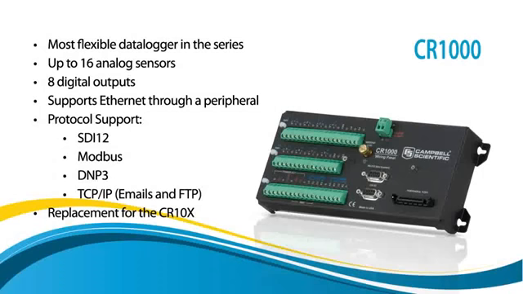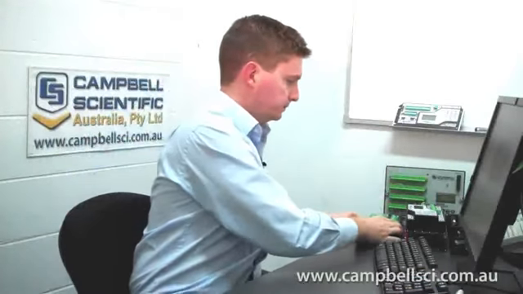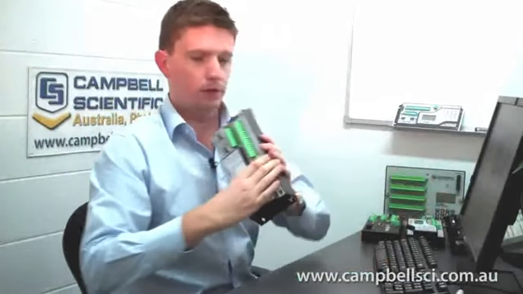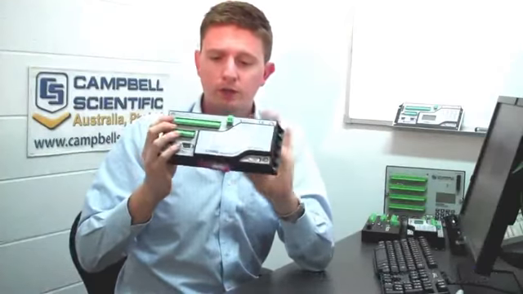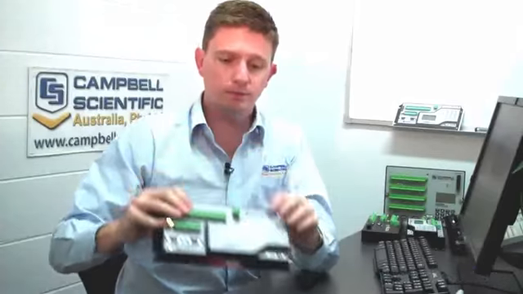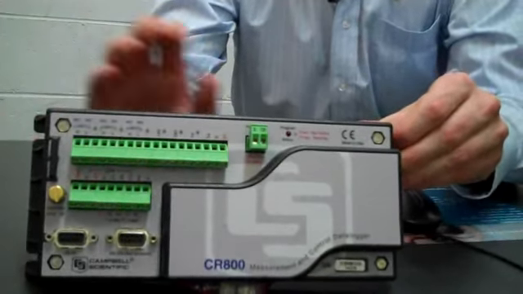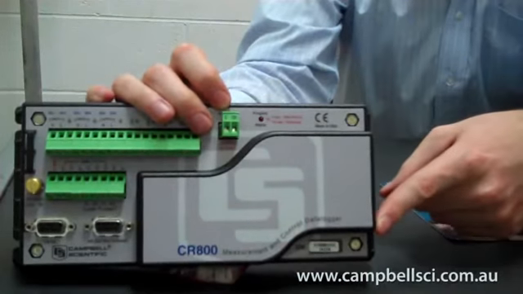Alright, that's the CR1000. Let's have a look at its baby brother, the CR800. So very similar to the CR1000. Same sort of measurement channels. They are 0 to 5 volts analog measurement channels, but the CR800 has less. It only has 6, whereas the CR1000 had 16. It also has some digital outputs that allow you to control pumps and relays and the like, but this only has 4, whereas the CR1000 has 8.